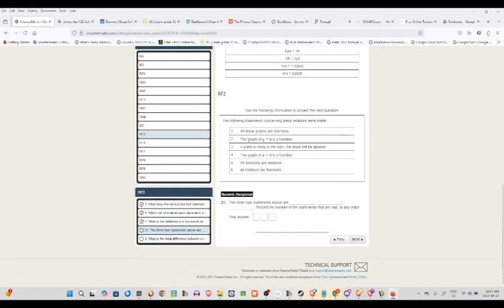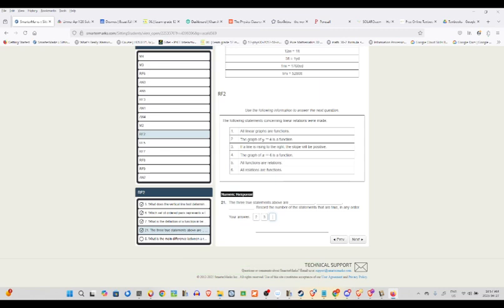Now, numerical response 21. You want to find 3 true statements and record their numbers in any order. All linear graphs are functions. This is false. You can have a vertical line, and a vertical line is not a function, but it is a linear graph. 2, the graph of y equals 4 is a function. That is true. That produces a horizontal line. If a line is rising to the right, the slope will be positive. Also true. The graph of x equals 4 is a function. No, that is a vertical line.